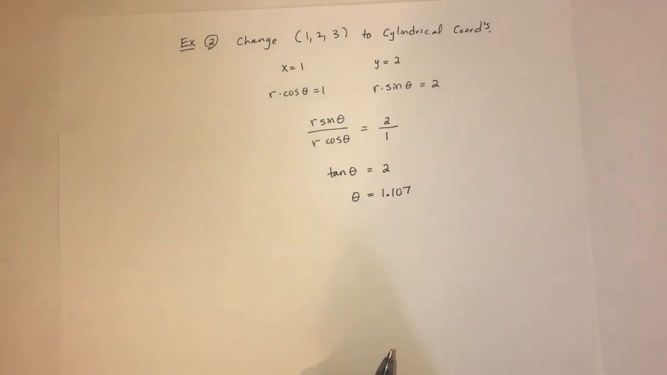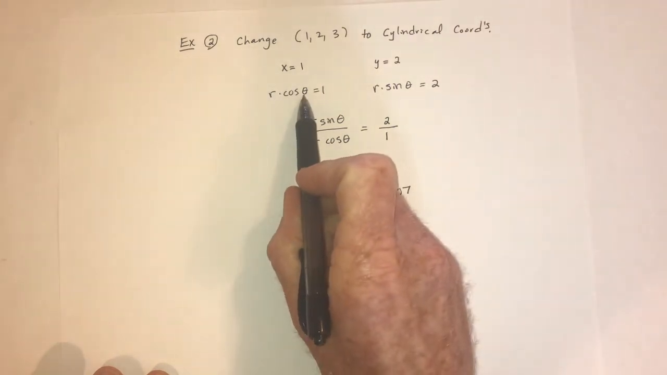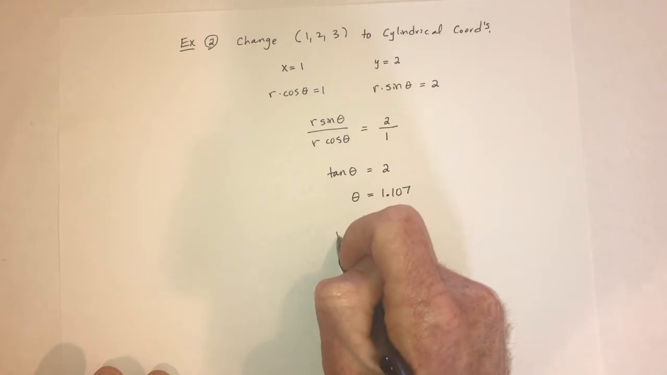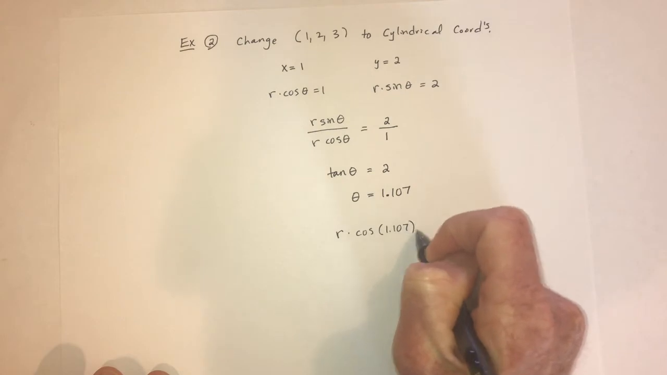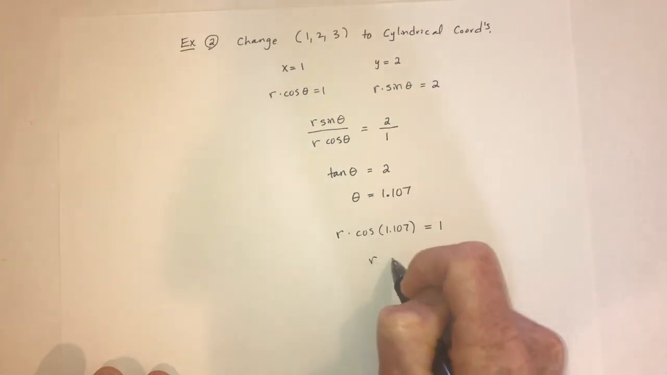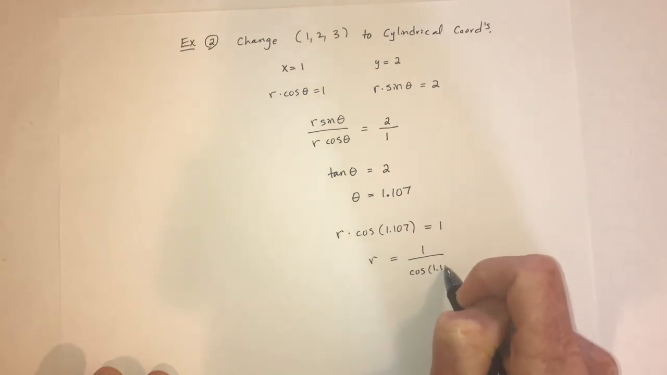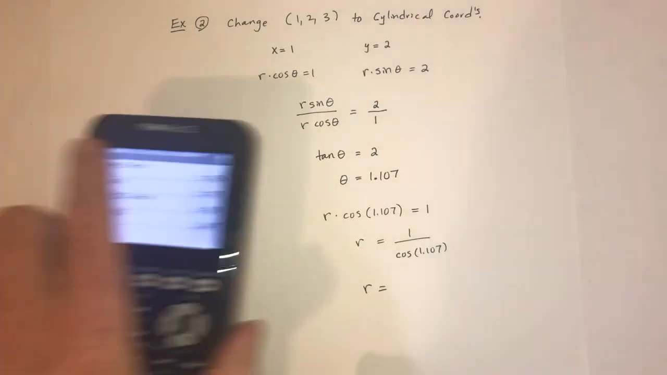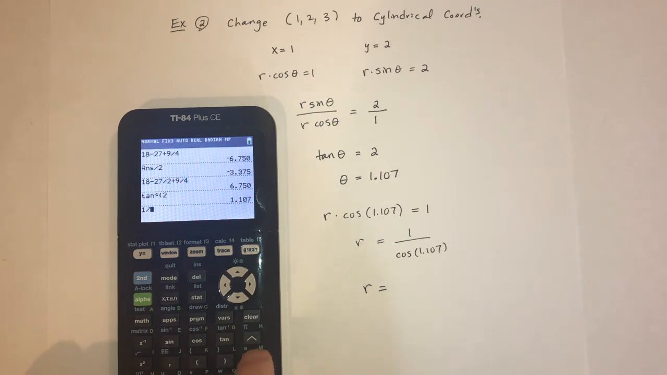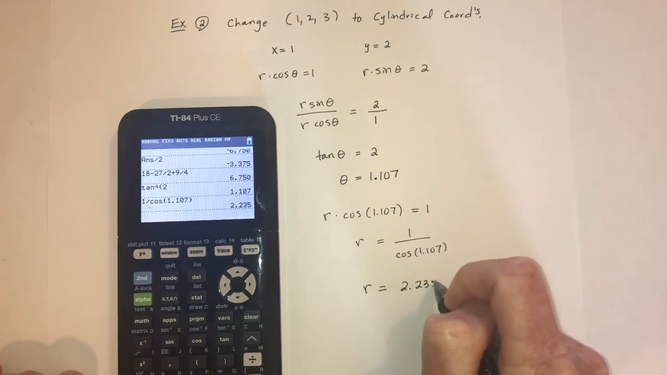And then what about the r? So you can now take this 1.107 and substitute it in right there, and then we could solve for r. So r times cosine of 1.107 is equal to 1. So r equals 1 divided by cosine 1.107. One divided by cosine of 1.107, r is equal to 2.235.